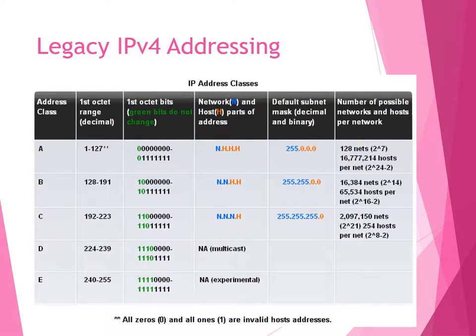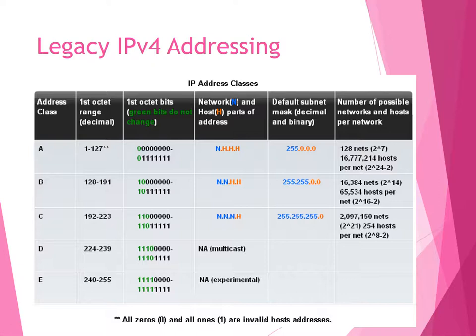Legacy IPv4 addressing: IP address classes. Address classes A, B, C, D, E. First octet range in decimal: 0 to 127, 128 to 191, 192 to 223, 224 to 239, and 240 to 255. The first octet bits shown in green do not change. The network N and host H parts of the address are shown. D is multicast and E is experimental.